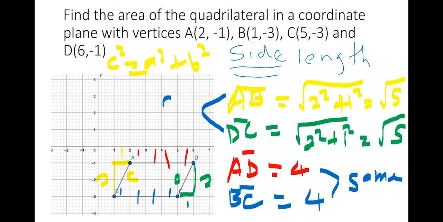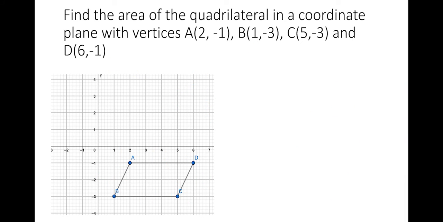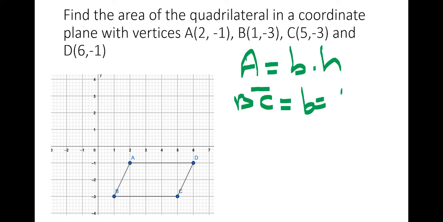You can see these two are same length, and these two are same length. So opposite sides have same slopes and opposite sides have same length. So it's a parallelogram. To find the area of parallelogram, let's look at the formula. So area of a parallelogram is base times height. Now our base, I will say BC is our base, which is 4 units.